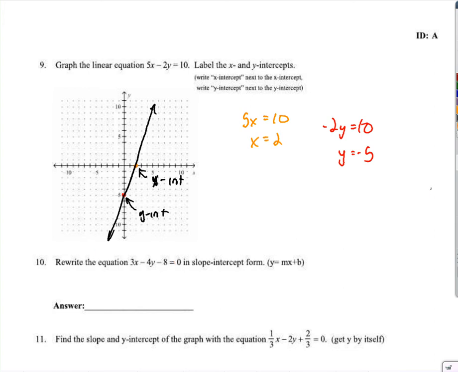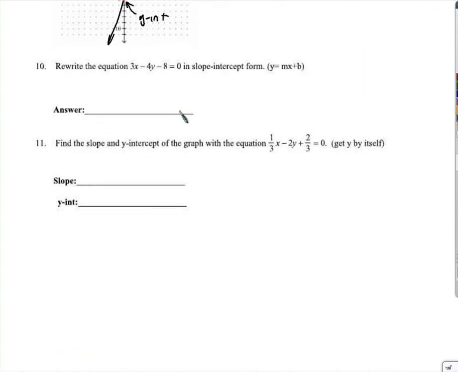And rewrite this equation in slope-intercept form. This is something we really need to practice. That's why we're doing it on Khan Academy. We need to get it looking like y equals mx plus b. It just means get y by itself. Same question over here. Get y by itself. When y is by itself, and you have it written like this, something times x plus some number, it's in slope-intercept form, which you can then easily pick out the slope and the y-intercept from.